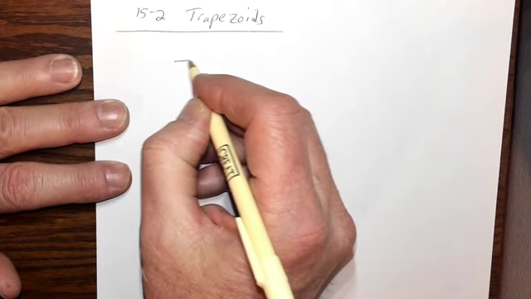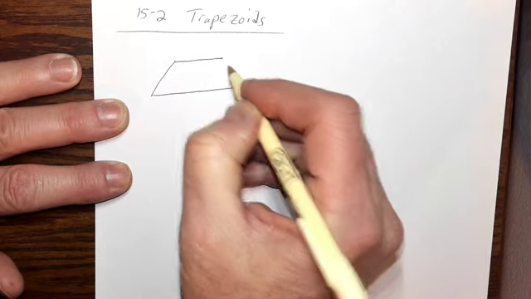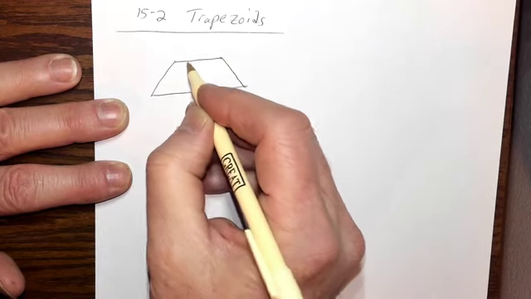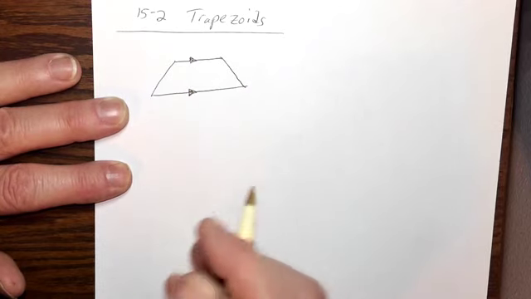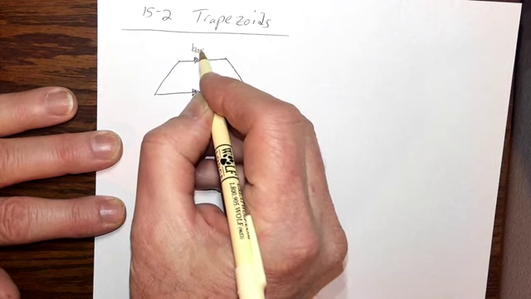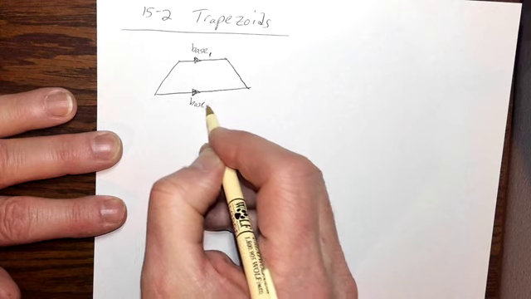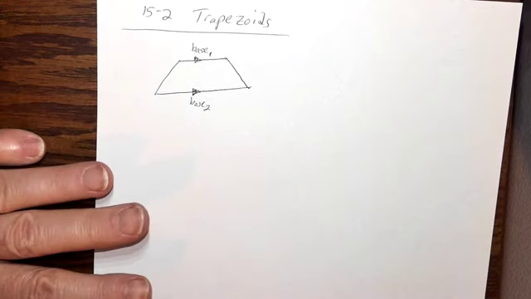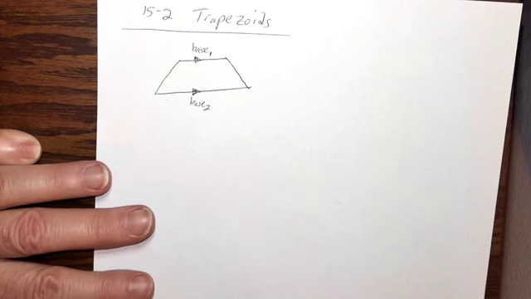So what a trapezoid looks like is it's got two sides that are parallel and two sides that are not. So these two sides are parallel to each other. That's a trapezoid then. These two parts are called the bases. And so we use little subscripts, base 1 and base 2. It doesn't matter which one you call 1 or 2. Those are the two bases of that trapezoid.